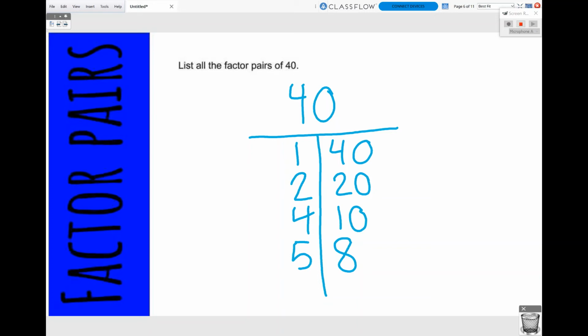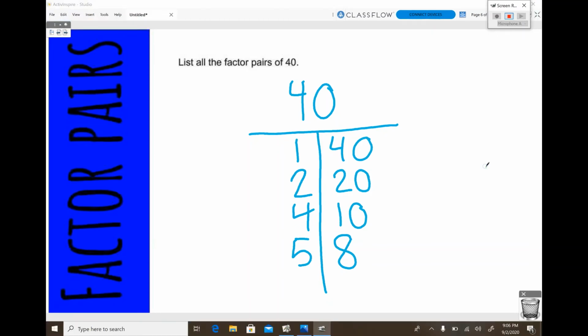7 times anything? No, because 7 times 5 is 35, and 7 times 6 is 42, so we skip right over 40. 8 in anything? Yes. 8 and 5, and we already have it listed. So we do not have to list it again, and that also lets me know that my T-chart is complete.